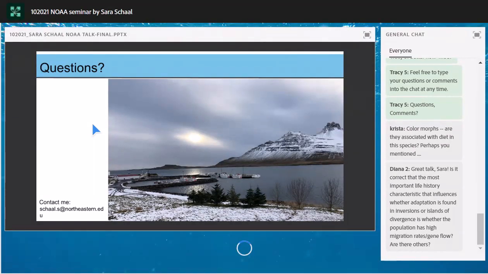Great talk, Sara. Is it correct that the most important life history characteristic that influences whether adaptation is found in inversions or islands of divergence is whether the population has high migration rates or gene flow? Are there others? So that's one aspect, and gene flow had to do with it, but also the strength of selection. So we show that when migration rate is high, in my simulations that was a 0.25 or 0.4 migration, so that's a lot of mixing between populations, the only way that there could be adaptation in those populations is when there were inversions and when selection was strong.